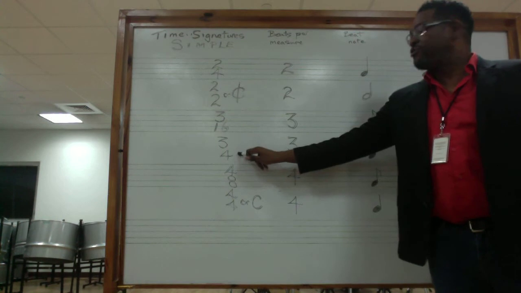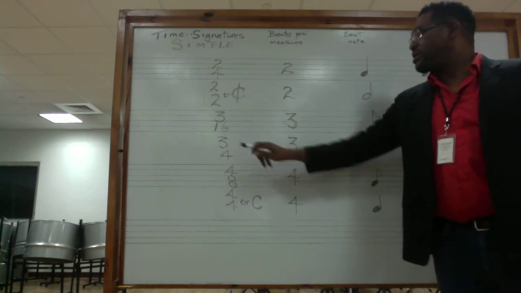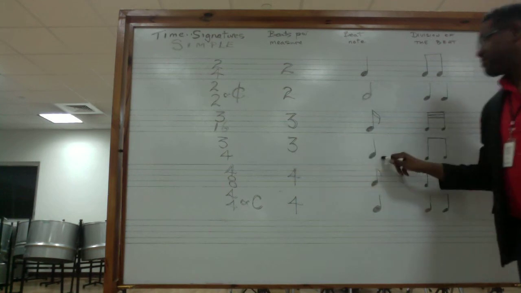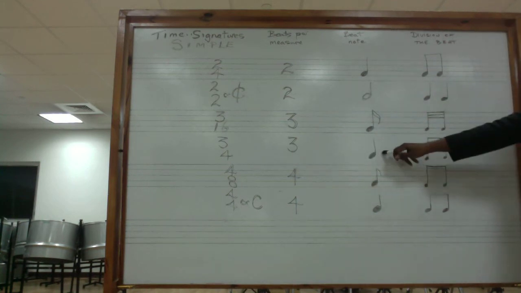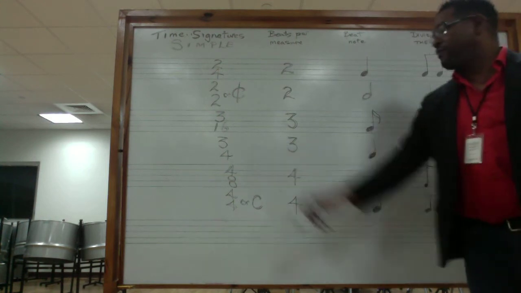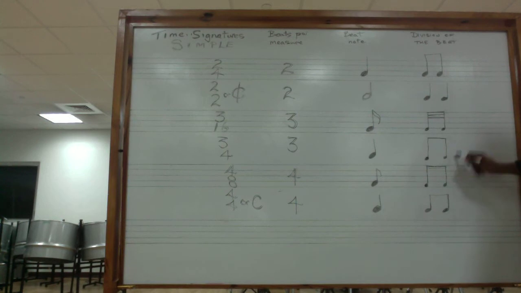Another triple time, 3/4. More common, we call this a waltz as well. 3/4. 3 quarter notes. 3 quarter note beats. They can be divided into eighth notes. Pretty straightforward. 3/4. 3 quarter note beats. They can be divided into eighth notes.